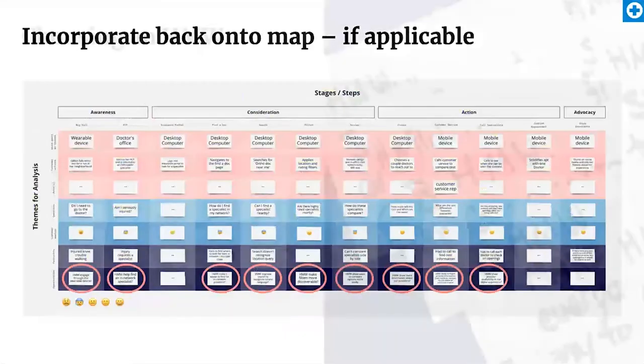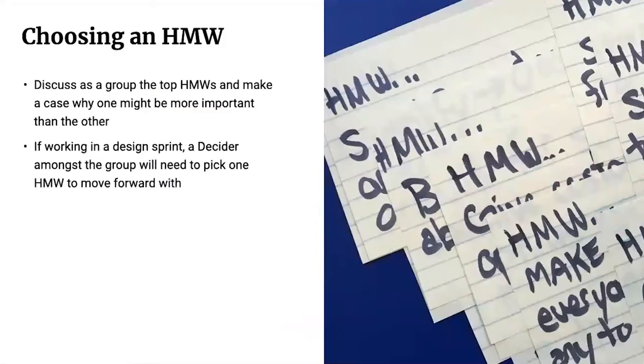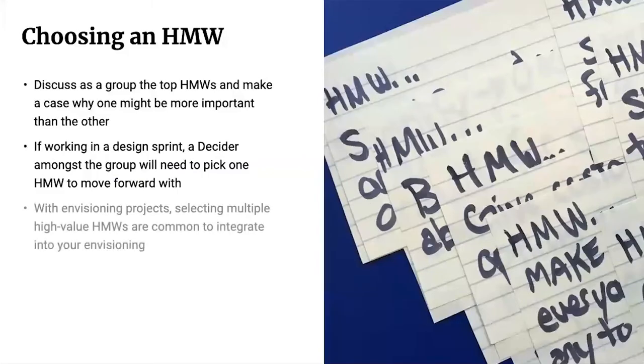Then we'll dig into the most important customer and target moments. The decision maker or executive will need to pick the top how might we's to move forward with into ideation. If you're doing a more narrow project, you might just pick one to move forward with. Or if you're doing an envisioning of a future state, you might pick the top 3 or 4 to incorporate into your design.